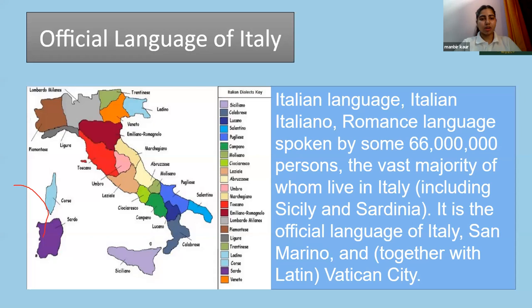Now, talking about the languages of Italy, the Italian language, or Italiano, a Romance language, is spoken by about 6 crore people there. It is the official language of Italy. It is also spoken in San Marino and the Vatican City, these two smaller countries.